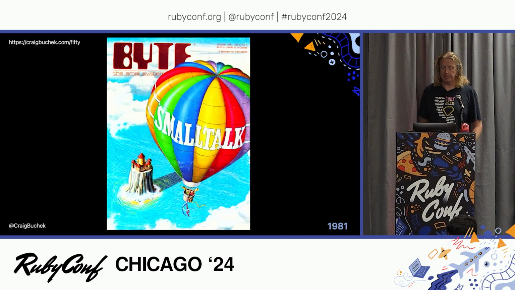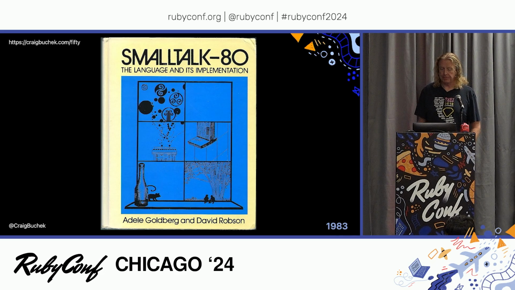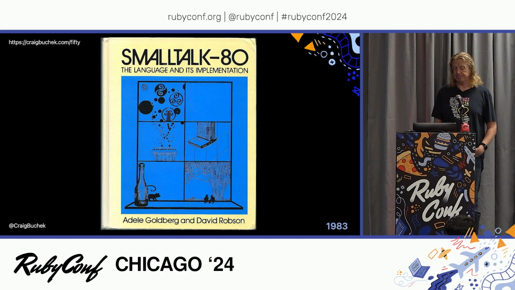August 1981, Byte magazine had a special issue dedicated to Smalltalk. It had 13 articles in the issue about Smalltalk and object-oriented programming. Quote here, a large number of the personal computers of tomorrow will be designed with the knowledge gained from the development of the Alto, but you probably won't be able to buy one. The first Smalltalk book came out in 1983 by Adele Goldberg.